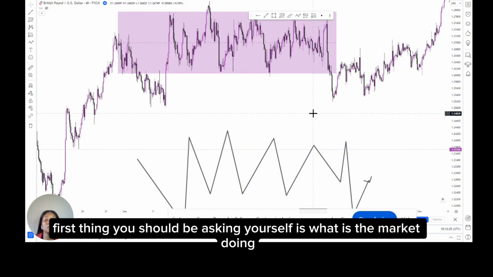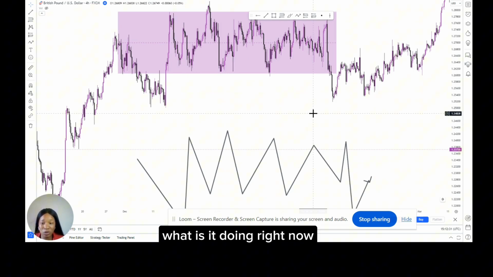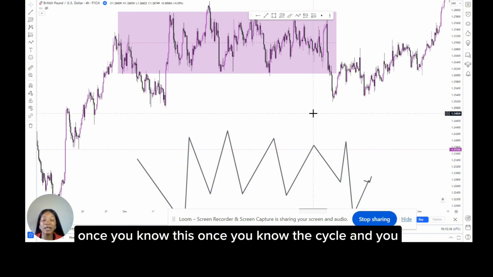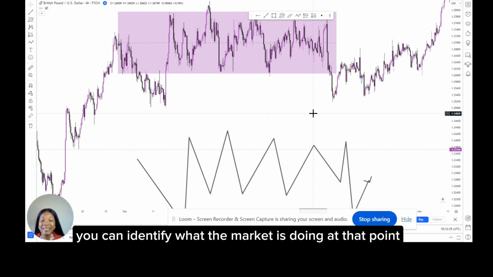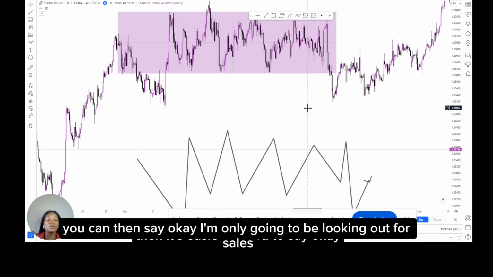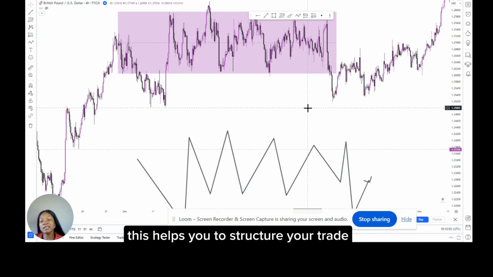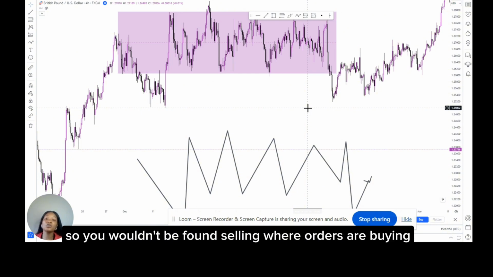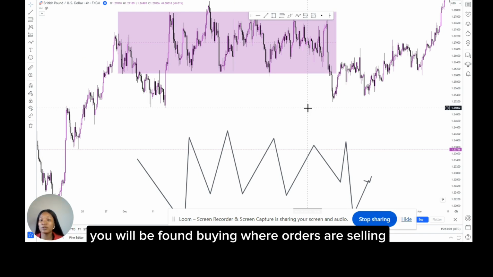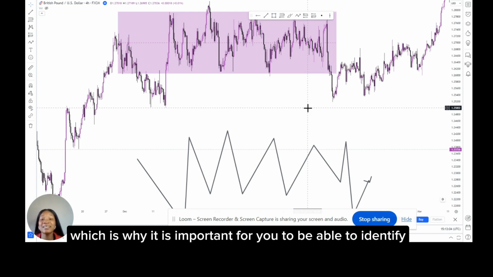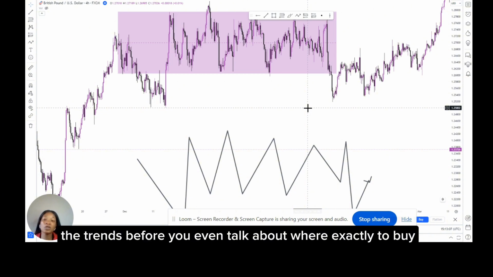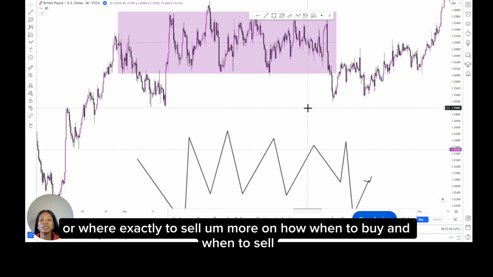Basically, when you open your charts, the first thing you should be asking yourself is, what is the market doing? What was the market doing? What is it doing right now? Where is it coming from? Once you know the cycle, and you can identify what the market is doing at that point, then you can say, okay, I'm only going to be looking out for sells, or I'm only going to be looking out for buys. This helps you to structure your trade, so you wouldn't be found selling when others are buying, or buying where others are selling, which is why it is important to identify the trends before you even talk about where exactly to buy or where exactly to sell.